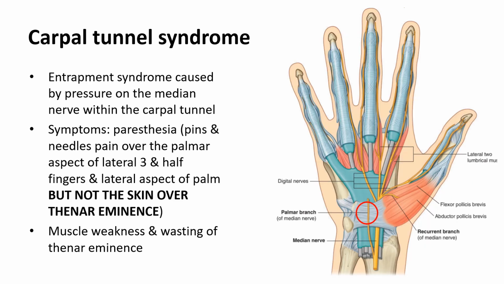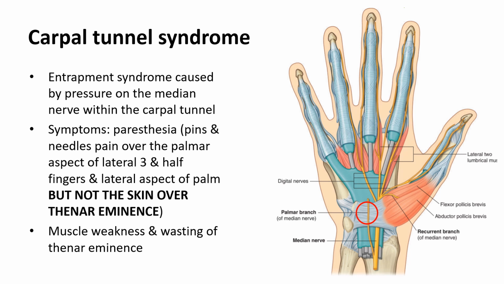Carpal tunnel syndrome is the most common nerve entrapment syndrome in the body. It's caused by compression of median nerve within the carpal tunnel. Any reason that increases the pressure within the carpal tunnel can cause carpal tunnel syndrome.